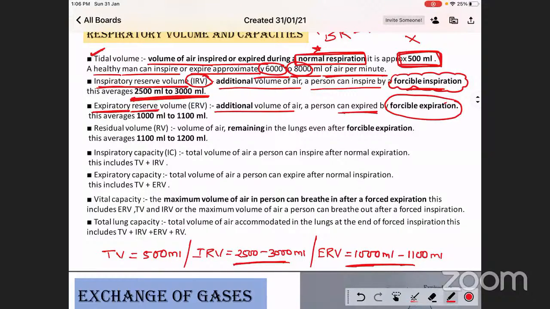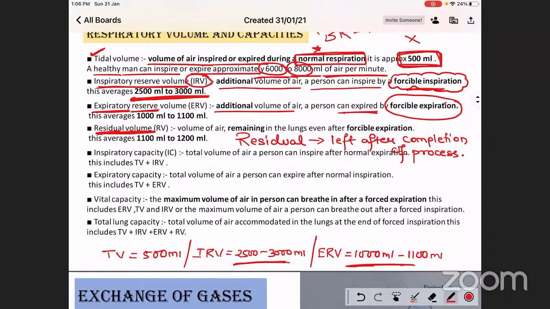Now one volume is left, and that is called the residual volume. What does the word residual mean? Anything which is left, or remains, after the completion of a process. If any process is completed, something is still left, and that is called residual. You have to remember it. So what is exactly happening here?